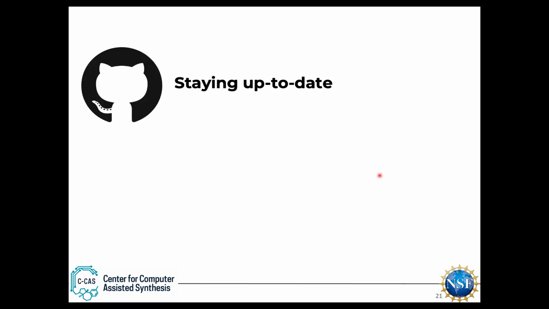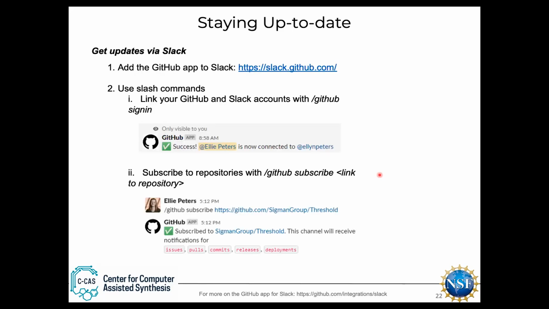And so with all of the changes that can be made in GitHub, how do we make sure that we are up to date on the projects we use or that we might want to follow on GitHub? One way you can get updates is you can get them sent to you on Slack. So you can go to this website to add the GitHub app to Slack, and then use / commands to control it. So the first thing you do is you want to link your Slack and GitHub accounts, just / GitHub sign in. And then you can subscribe to repositories. So / GitHub subscribe, and then the link to that repository.